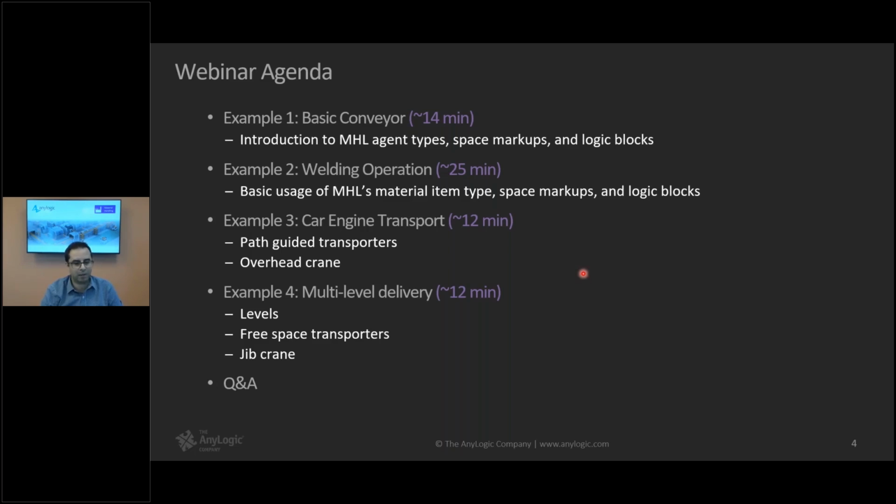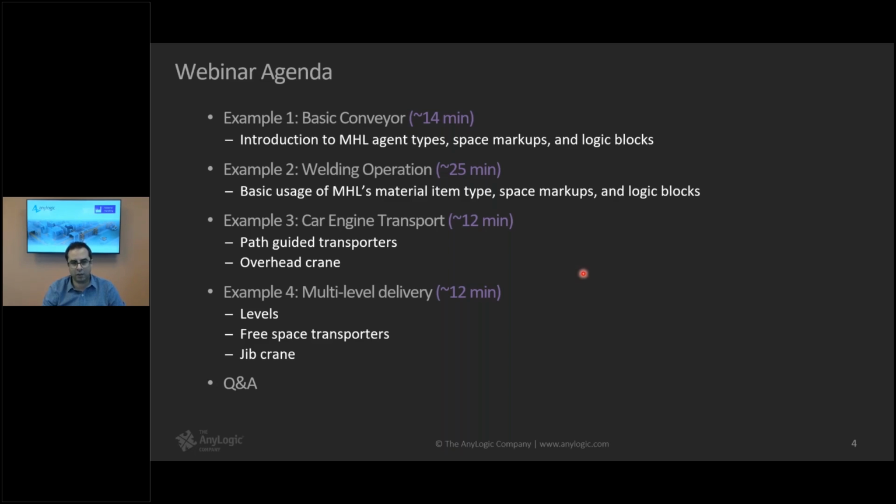The second example, building operation, is going to use the majority of the space markups and logic blocks, so you learn how to build conveyor systems. Example 3 is focused on path-guided transporters and also an overhead crane. Example 4 talks about levels, which is a new functionality added to AnyLogic. You can also see how to use free space transporters and jib cranes. In this specific example, it's going to be a tower crane.